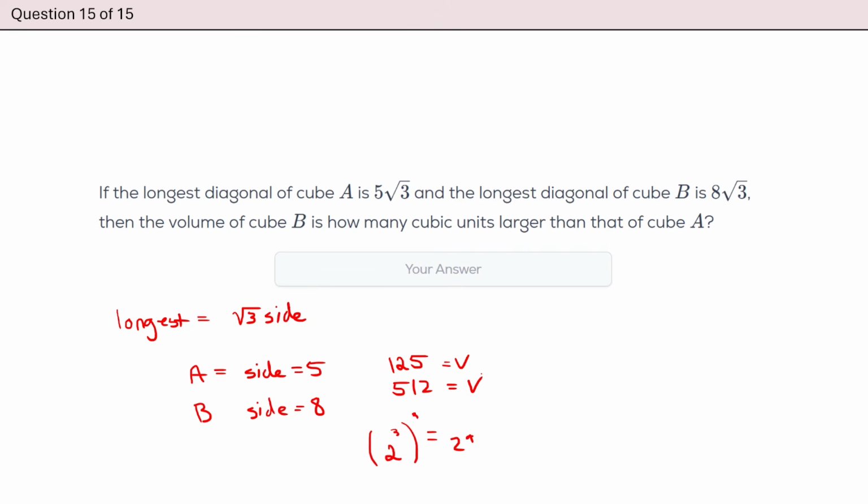We could also find the surface area here if the problem asks us to find the surface area. I don't think it does. It's asking us the difference in the volumes. So we're going to do 512 minus 125, and we get 387.